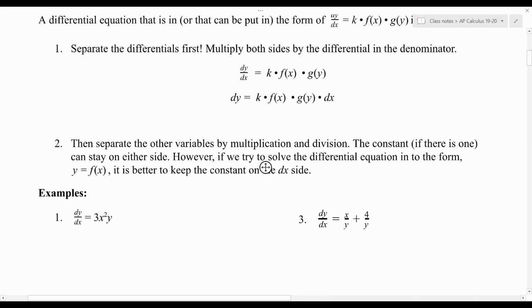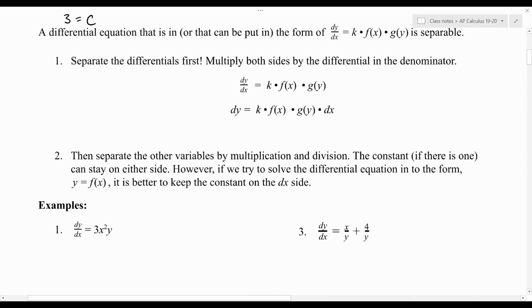However, if we have an example like this, our x's and y's are together. So in order to find the solution, we need to separate our x's and y's. To do that, first, you multiply both sides by the differential in the denominator. In this case, we have dx, you might have dt. So you multiply by dx on both sides, and you get dy equals some function with x and function with y, dx.